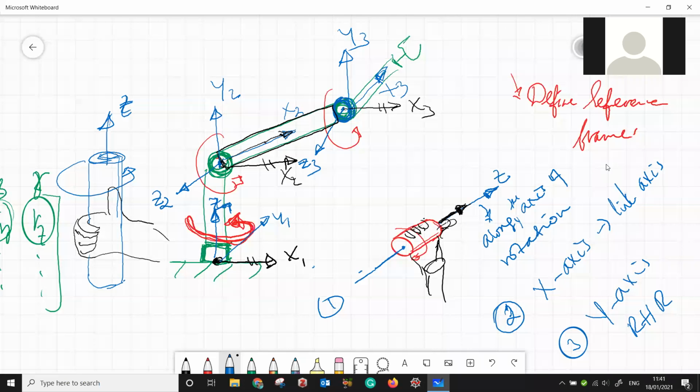Okay, so this is the first step. We start from assigning reference frames. Is there any question? Is it clear for all of you here?